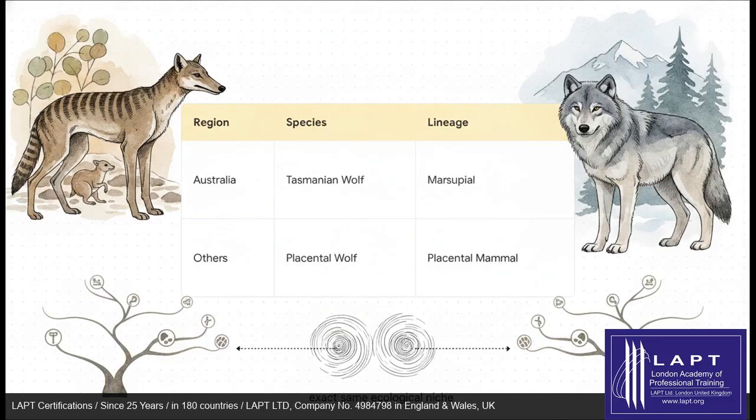But look at other regions of the world. That exact same predatory job is filled by the placental wolf, which is, you guessed it, a placental mammal. These two animals occupy the exact same ecological niche in their respective environments, but here's the kicker. They are not closely related at all. They come from completely separate evolutionary lineages, yet they evolved in parallel to fulfill the exact same function.